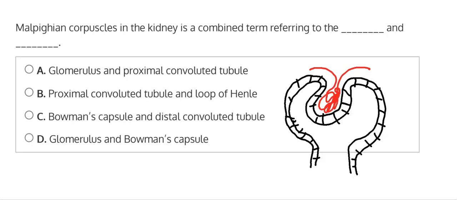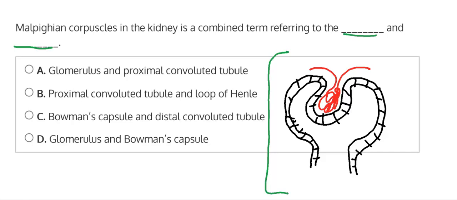The Malpighian corpuscle in the kidney is a combined term referring to the blank and blank. So what is the Malpighian corpuscle? This is a structure that's within the kidney, and it's used for the filtration of blood, which is what the whole process of the kidney is overall, filtering out blood so we could have excess waste products be removed from the body. So it's consisted of this structure here.